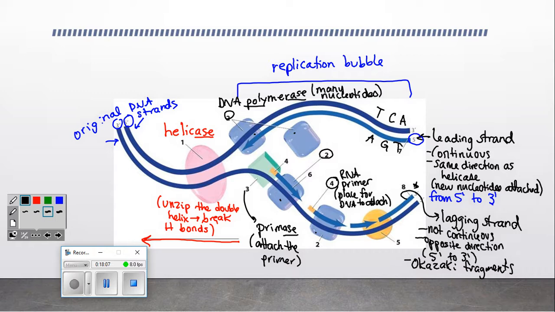The other enzyme that we need, number 5 down here, is called ligase.